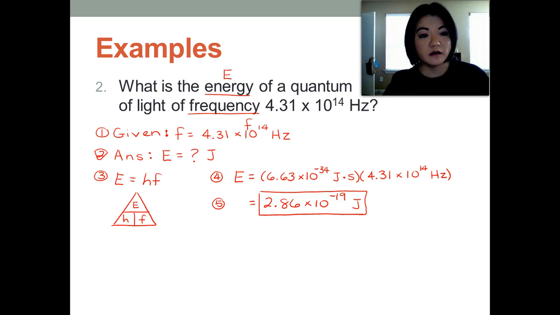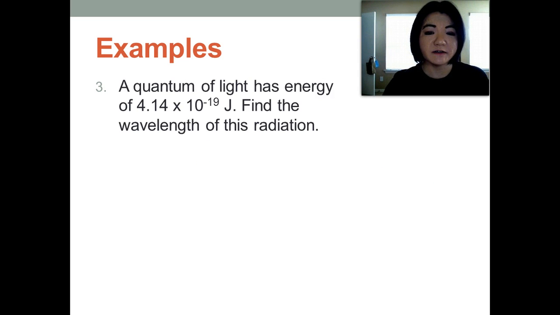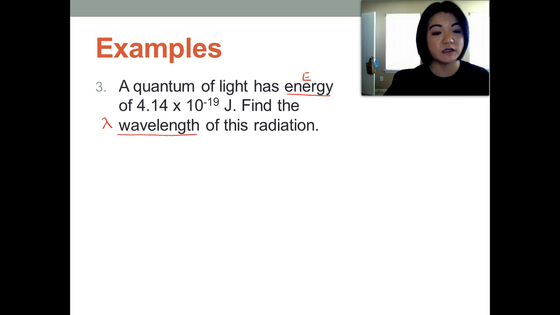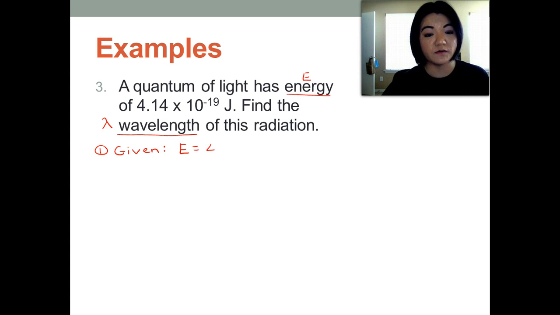That's number 2. Now let's look at number 3. A quantum of light has energy of 4.14 times 10 to the negative 19 joules. Find the wavelength of this radiation. So what do we have? We have energy, E, and we also have wavelength, lambda. So the given in this case is E, energy, equals 4.14 times 10 to the negative 19 joules.